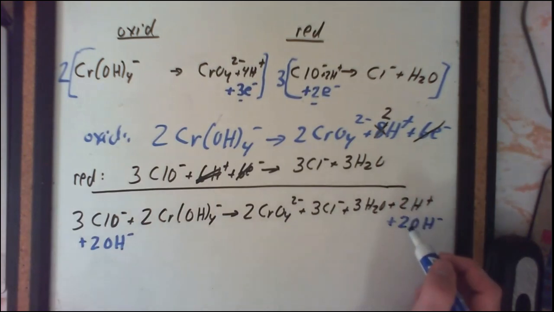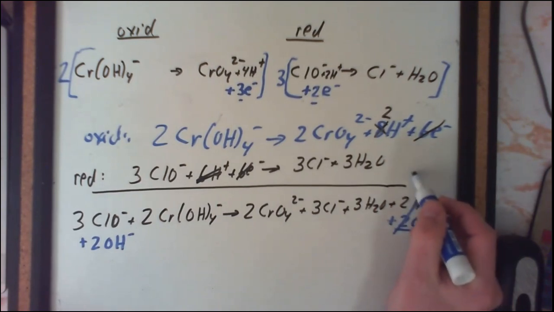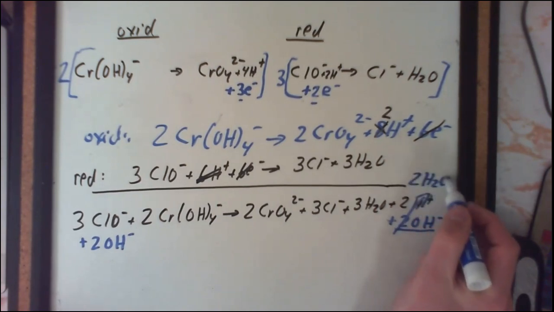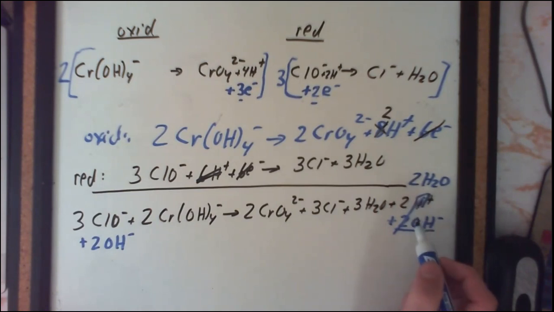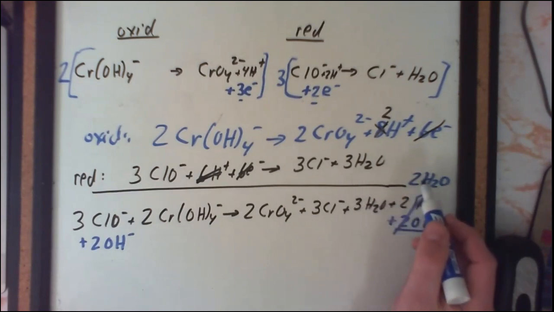When 2 hydrogen ions react with 2 hydroxide ions, this would give me 2 water molecules. Hydrogen ion plus hydroxide ion gives us water, so 2 of those gives me 2 water molecules. So notice we have 3 water molecules plus 2 water molecules.